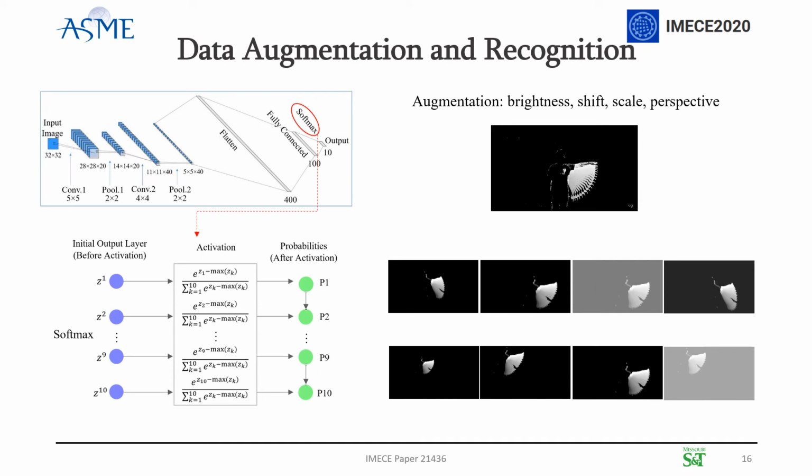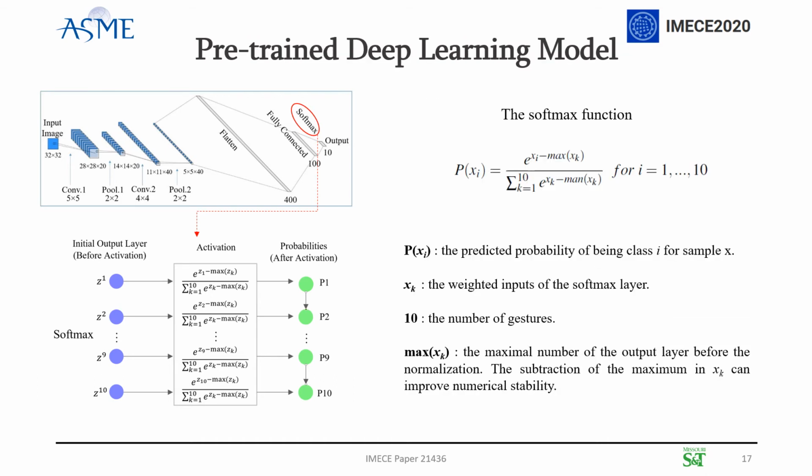Based on the pre-trained deep learning model for gesture recognition, we applied more augmentation methods for data augmentation, including brightness change, shift, scale change, and perspective change. The softmax function was used to calculate the probability of the final results, which can also be seen as the similarity between the final results and all the gestures.